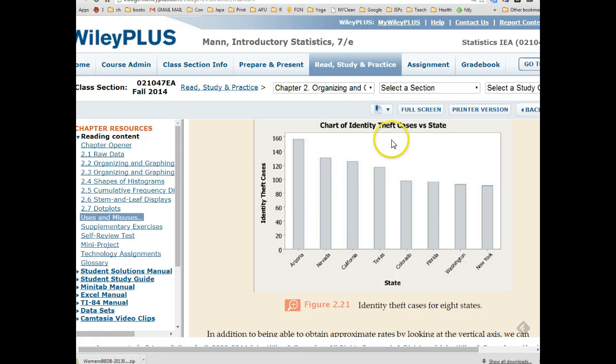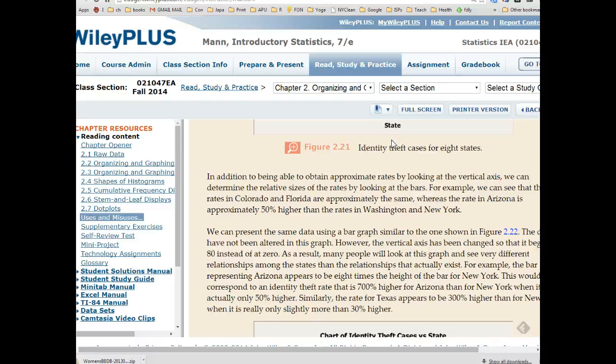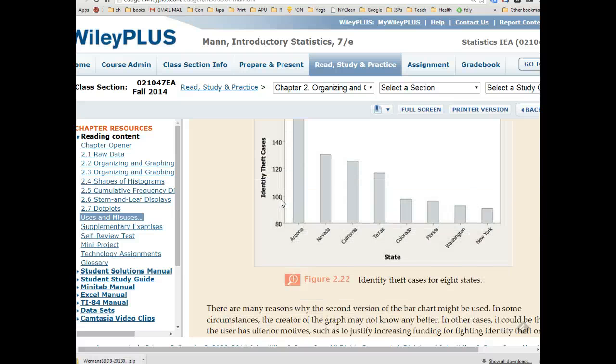This is about identity theft. You know what that is? Somebody gets your identity and uses it. So they present it this way. What's the axis? The y-axis goes from what to what here? From 0 to 160, right? But notice that none of these actually drop below about 80, right? So they could also present it like this, 80, right? But that makes the differences look a lot more, right?